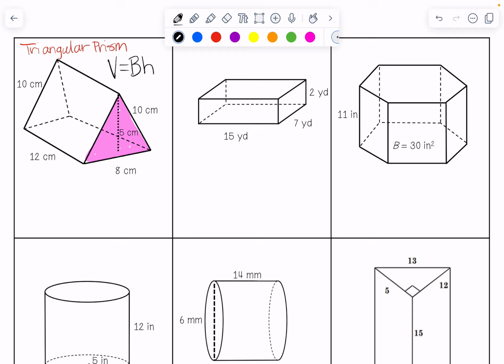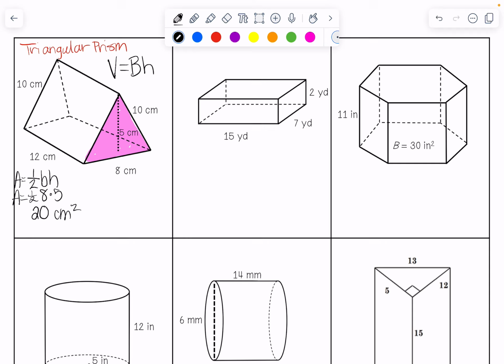So my base is a triangle, so I need to use my triangle formula, 1/2 base times height. So when I look at this triangle, my base is 8, and then the height of that triangle is 5. And so when I solve for the area of the base, the area of the base of the prism, then we're going to end up getting 20 centimeters squared. So just that triangle is going to be 20 centimeters squared.